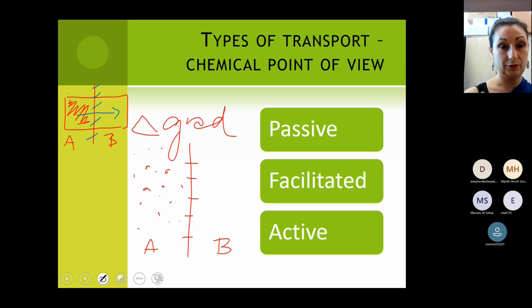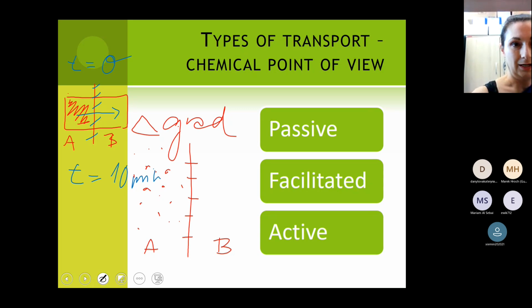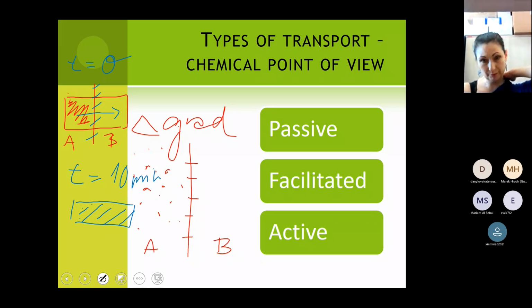So also it's the description in time. So this is at time zero, t is 0, and then maybe in 10 minutes, people will be spread constantly in the whole room. So is it clear, this approach about passive diffusion and what the concentration gradient is?